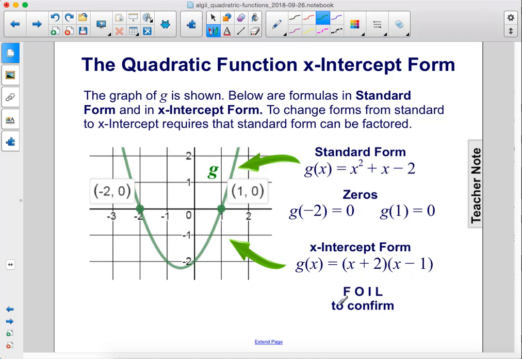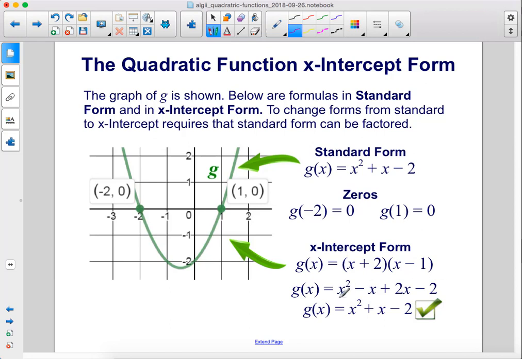And then we can use FOIL, multiply it out, to confirm that this is correct. And you can see that once we do FOIL, it checks out. We have x squared plus x minus 2, which is the same as we had up here. So this is a correct factored form.